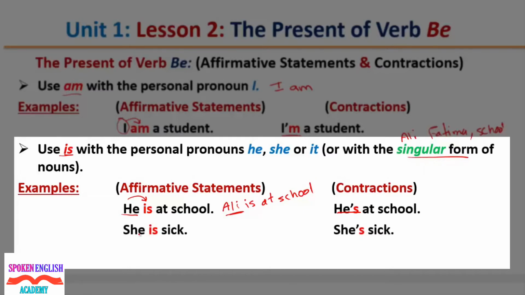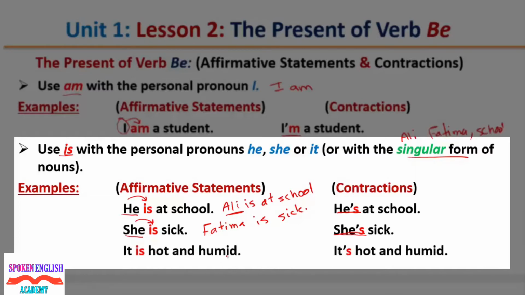She is sick. So again, with the pronoun she, we use the verb is. The contracted form, she's sick. Also, we can use a singular noun here. We can say Fatima is sick. So we can use either a pronoun or a noun.